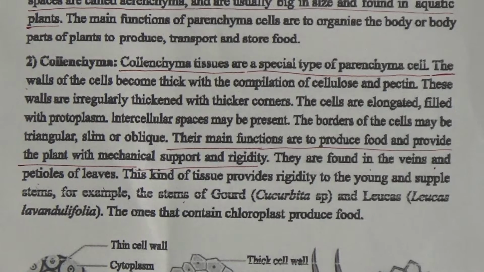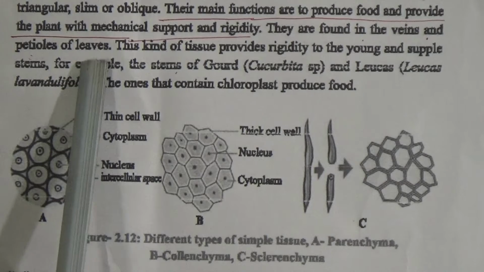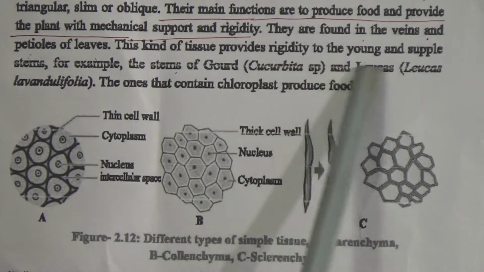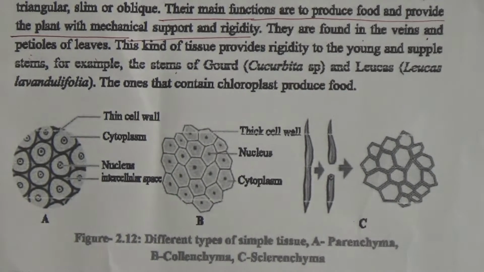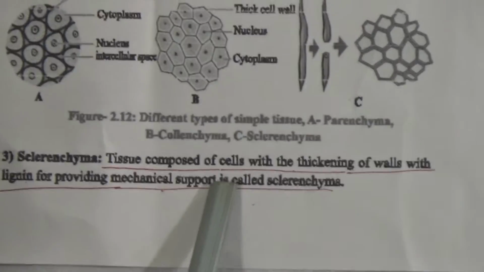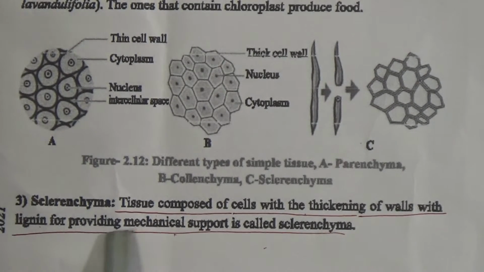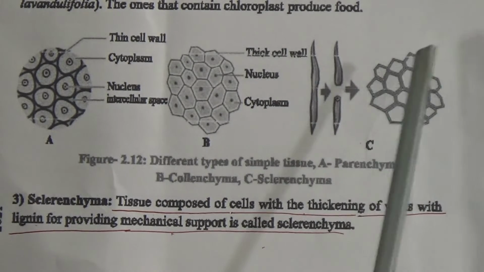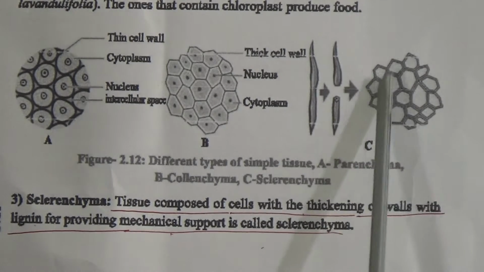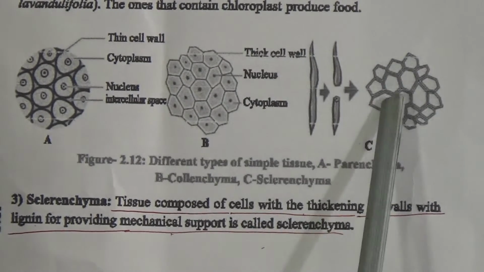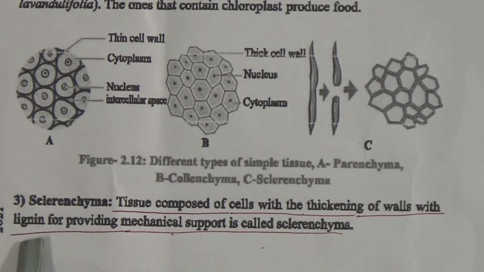We can find this type of tissue in veins and petioles of the leaves, and this kind of tissue provides rigidity to young stems. Now, sclerenchyma tissue. Tissue composed of cells with thickening of walls with lignin for providing mechanical support is sclerenchyma tissue. You can see here lignin is stored in the wall of the parenchyma cell, and it is called sclerenchyma. You can see the picture of a sclerenchyma cell here.